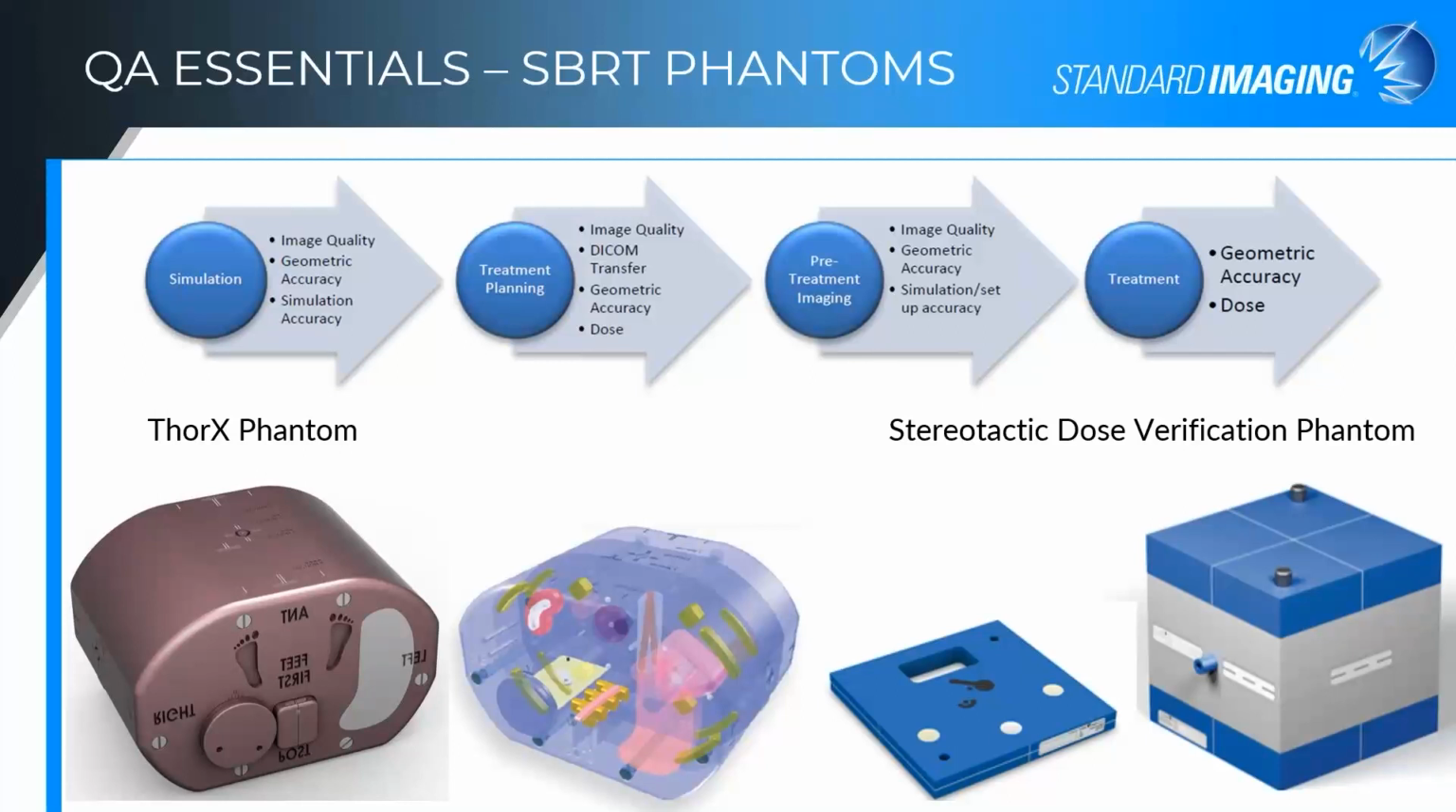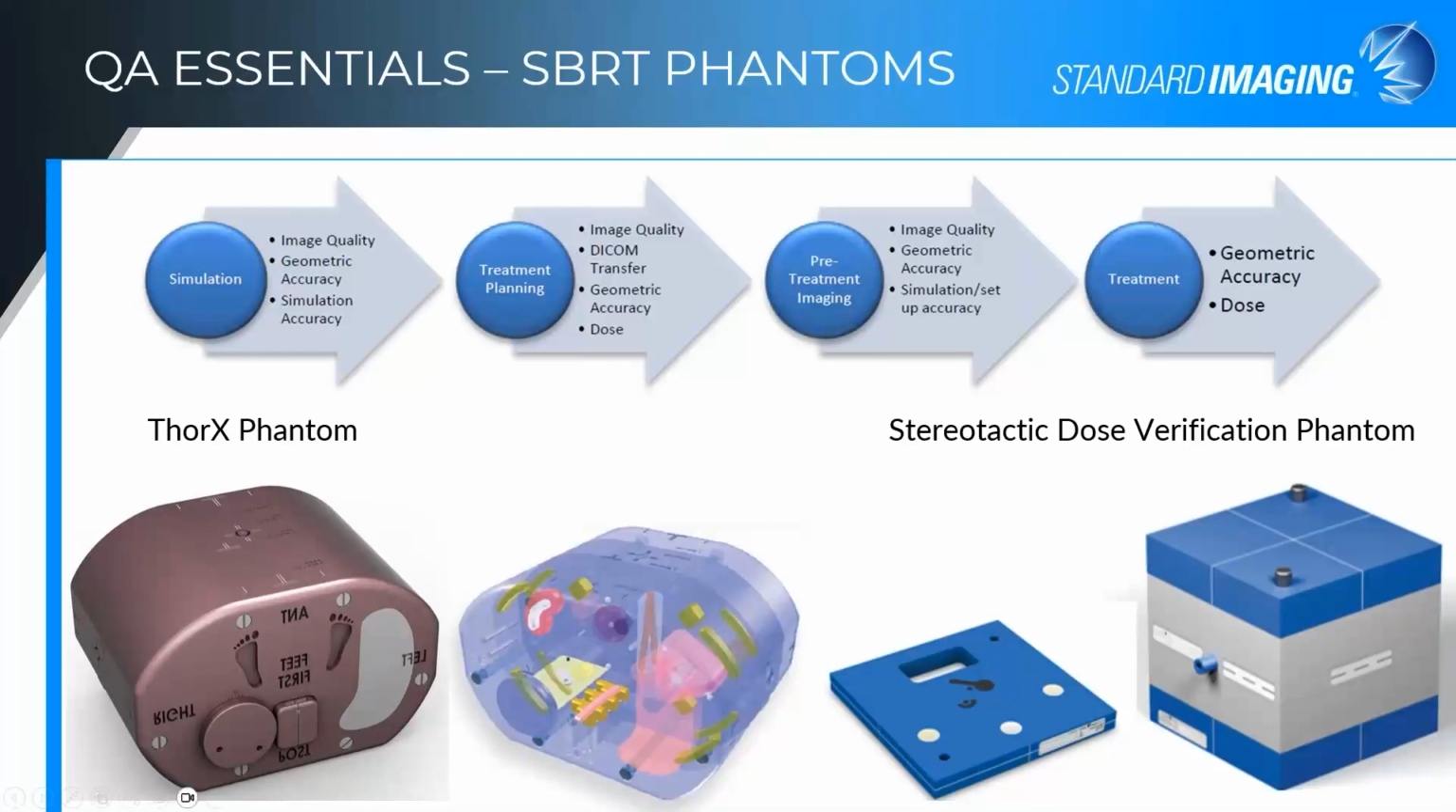We do have a triangular shape, which is of course not a natural human organ. Sometimes you need simplicity, but we also have this kidney shape here as well, where you can place the ion chamber or other detector both within the target and within the margin of the target, which is, I think, a differentiator compared to our stereotactic dose verification phantom and probably other phantoms on the market as well.